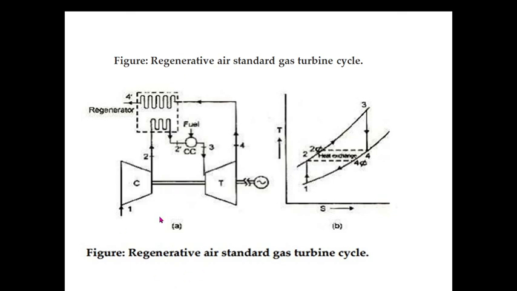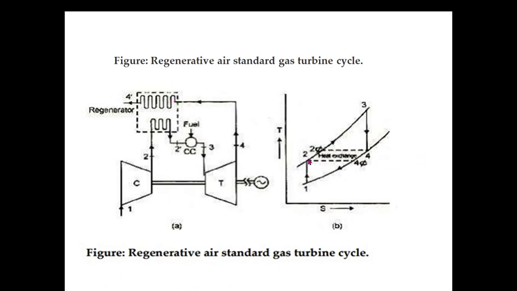Here is the same diagram. We can see the compressor, then the combustion chamber, and before this combustion chamber there is a tube-type heat exchanger. In that heat exchanger, the high-temperature exhaust gases also pass through. So in the heat exchanger, the compressed air gets heated by the heat of the exhaust gases.